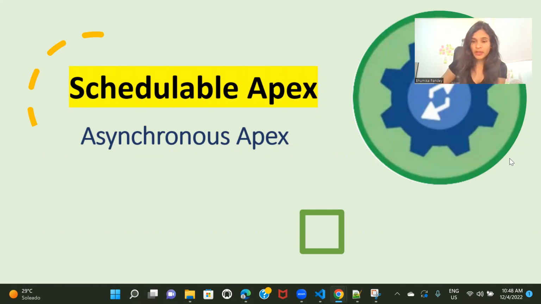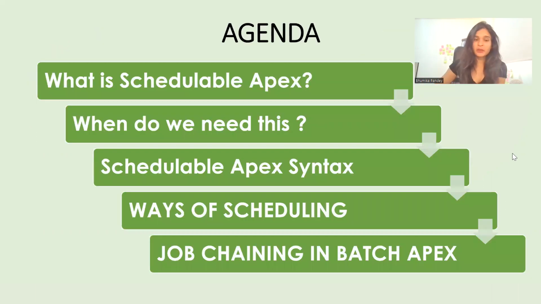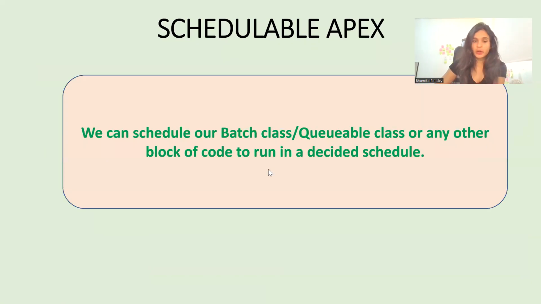Let's first have a look at the agenda. We'll start with what schedulable Apex is, then why we need it, what the syntax is, and ways of scheduling schedulable Apex classes. Sorry, this is from the previous session, so you can ignore the last point. Let's just get started.